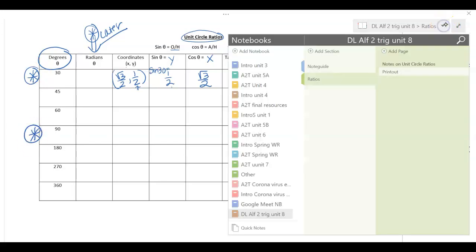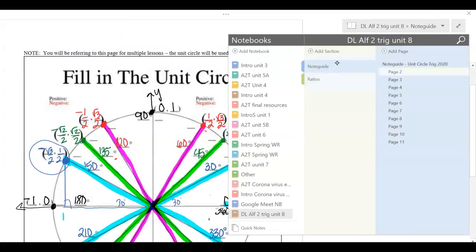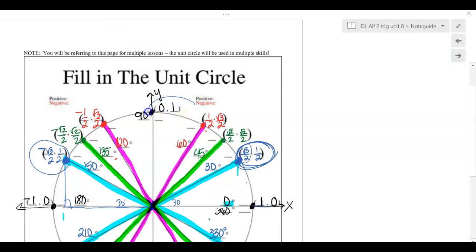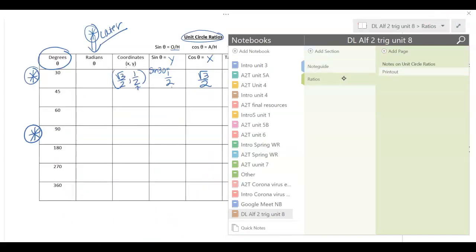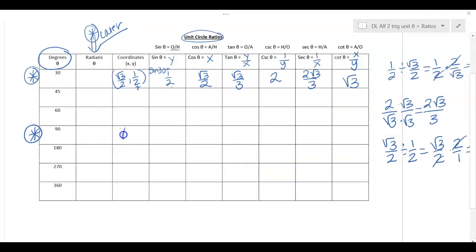So look back at your unit circle at 90 degrees. Again, the goal is to have memorized the coordinates at each of these positions. At 90 degrees, our coordinates are 0, 1. So I'm going to write those down. And that's enough information about the 90-degree position for me to do all of the trig calculations.